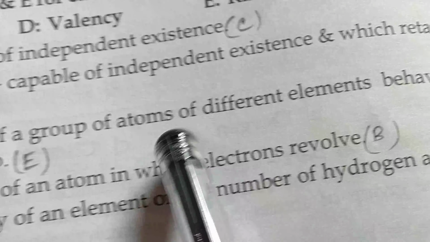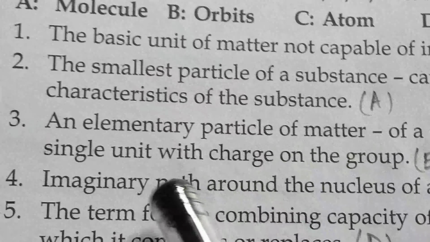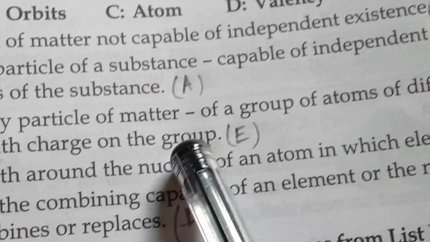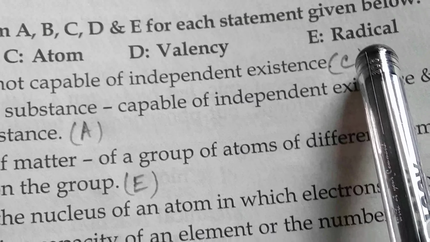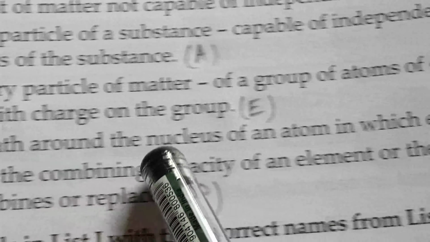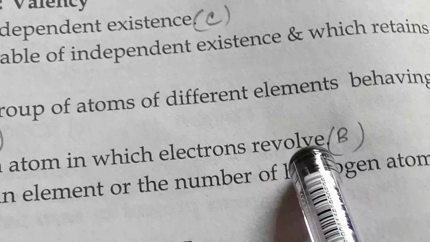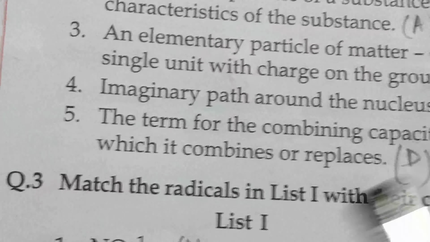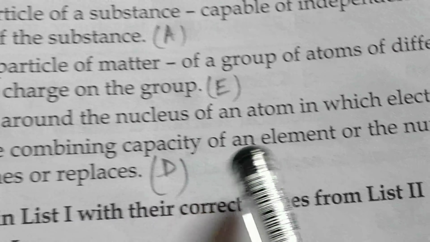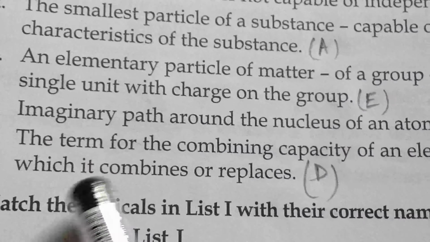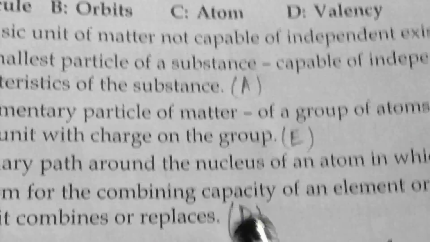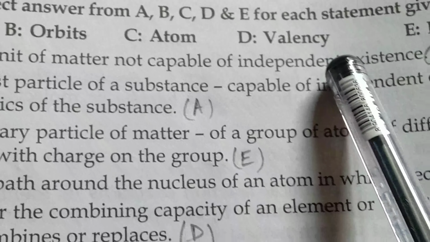An elementary particle of matter, a group of atoms of different elements behaving as a single unit with a charge on the group. That is radical. That's why I have written E. Next, the imaginary path around the nucleus of an atom in which electrons revolve. That is orbit. The answer is B. The term for the combining capacity of an element, or the number of hydrogen atoms with which it combines or replaces. That is D, which means valency.